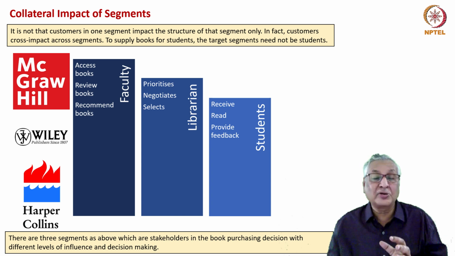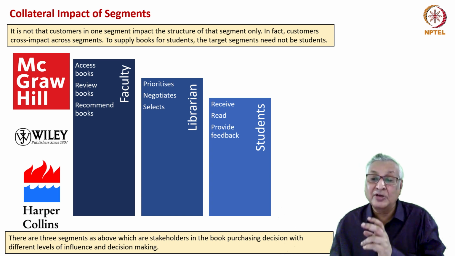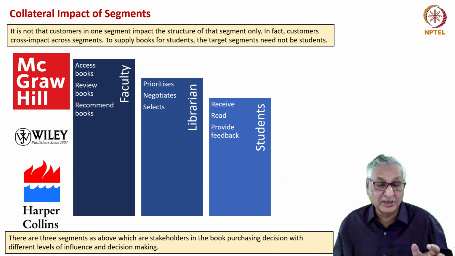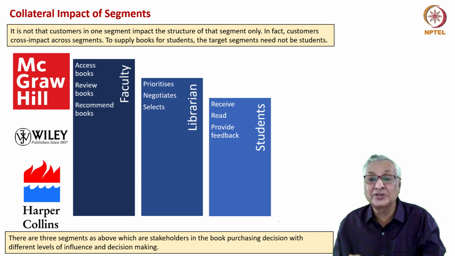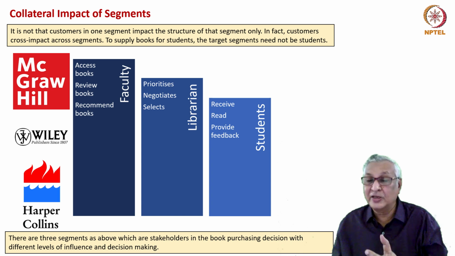So when you want to look at this book purchase ecosystem, we have three important constituents. The first, faculty who teach, who recommend. Second, we have librarian who stocks, enables the purchasing process for the department for students to read. And then you have students who actually read. It is possible for the booksellers to directly look at students and believe that they are going to have the wherewithal to buy.